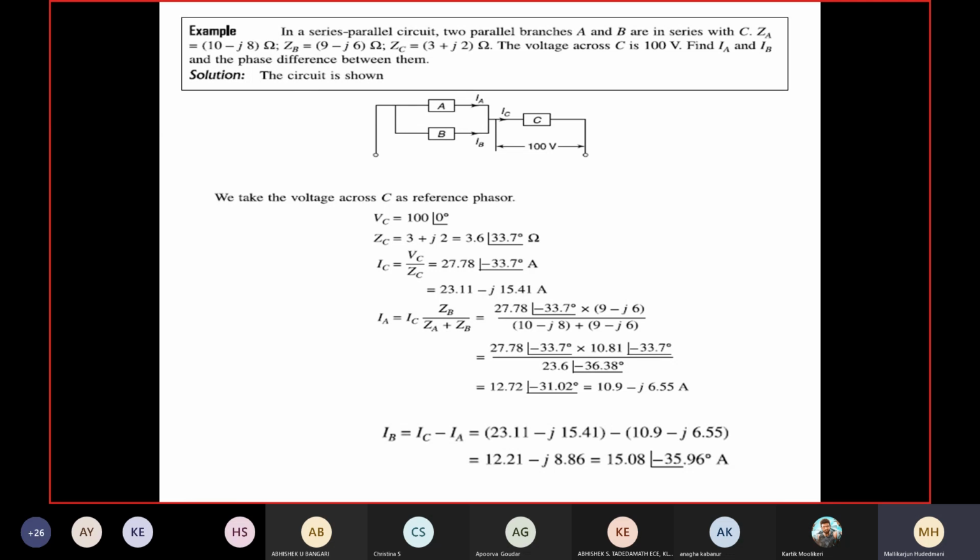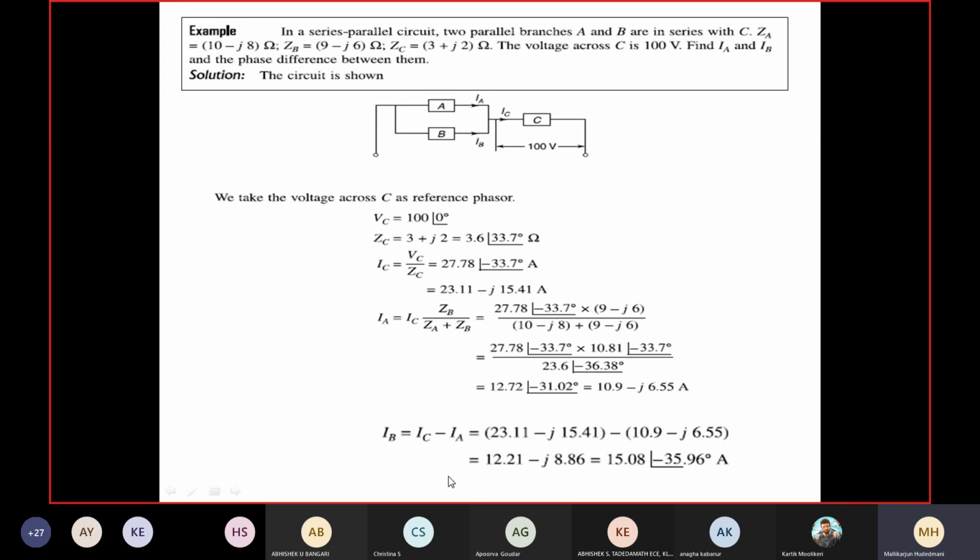I don't think you will find difficulty now because we understood a similar problem just in the previous pages. The applied voltage across the C branch is known, and the impedance of the C branch is known. I can get the current IC: 100 divided by ZC gives me IC. That is the total current coming from the IA part and the IB part. So to get IA, use IC into ZB divided by ZA plus ZB. That is the current coming from the upper arm.